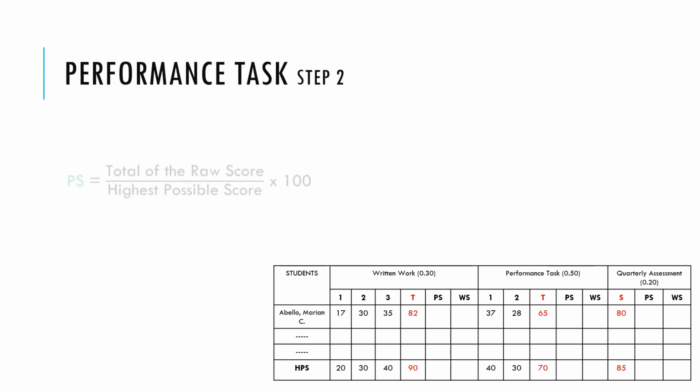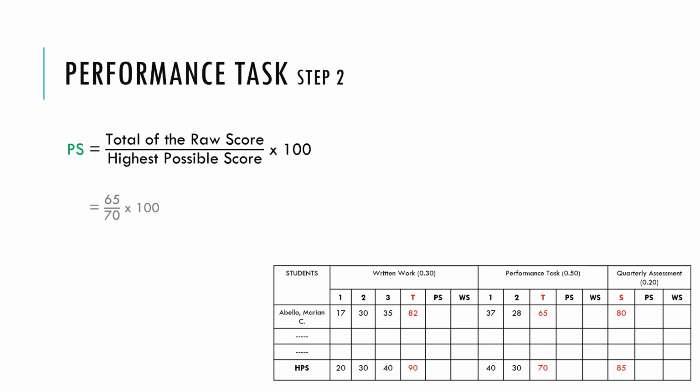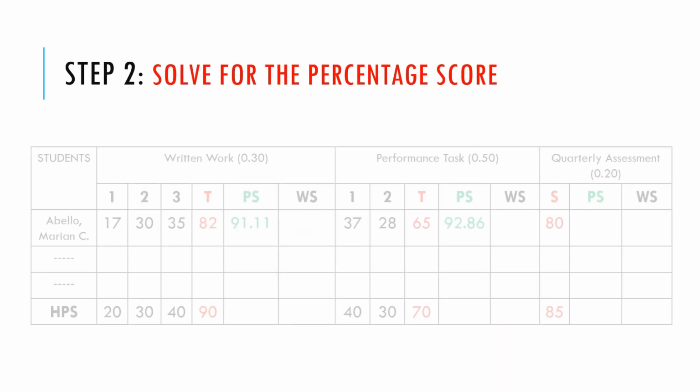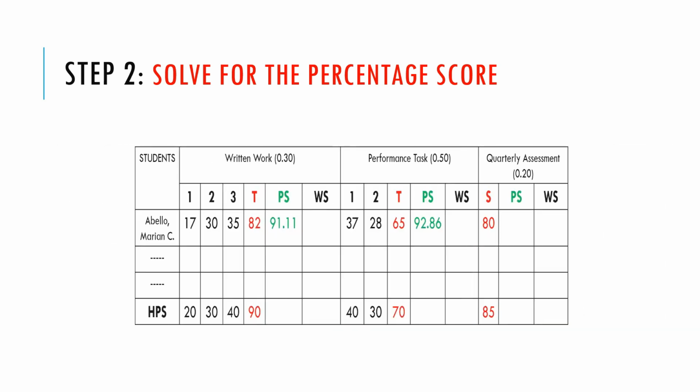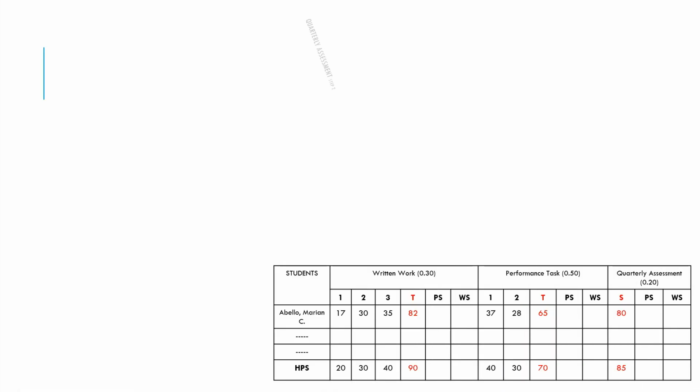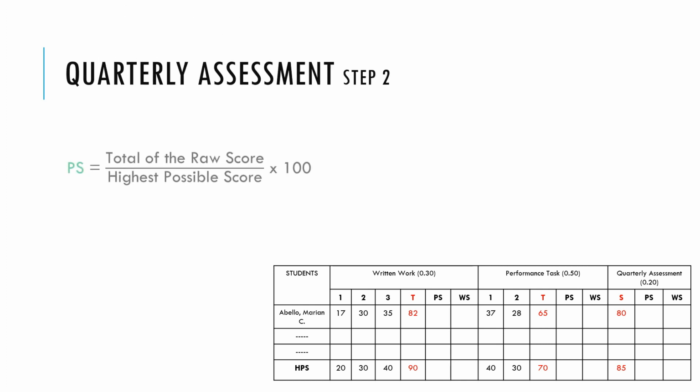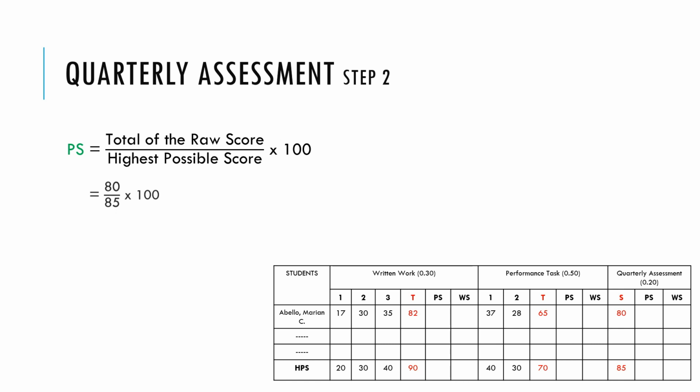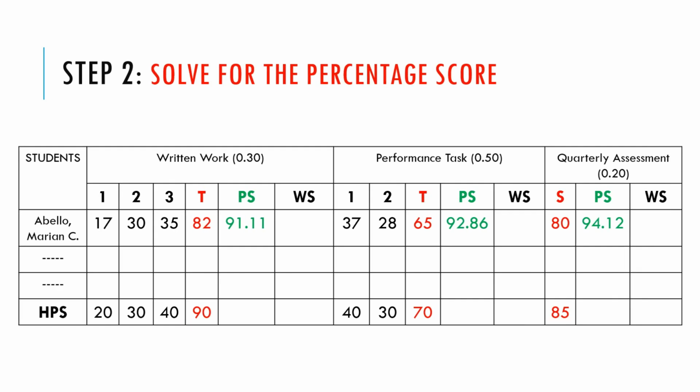Similarly, by substitution, we have 65 over 70 times 100 equals 0.9286 times 100 equals 92.86. Hence, PS in performance task is 92.86. Lastly, still by substitution, we have 80 over 85 times 100 is equal to 0.9412 times 100 is equal to 94.12. Hence, the percentage score in quarterly assessment is 94.12.